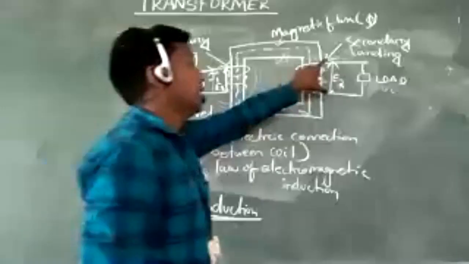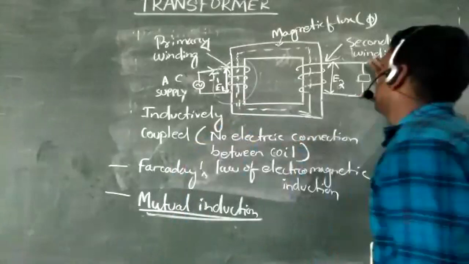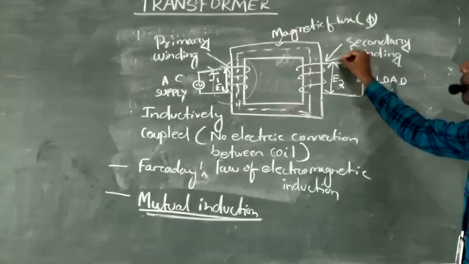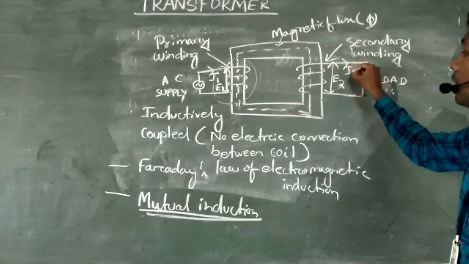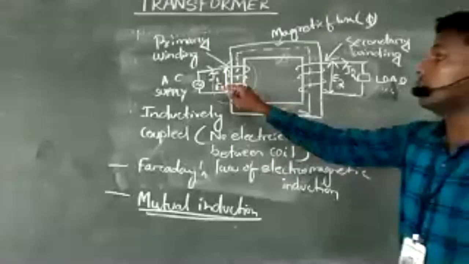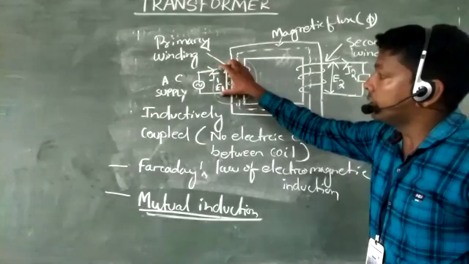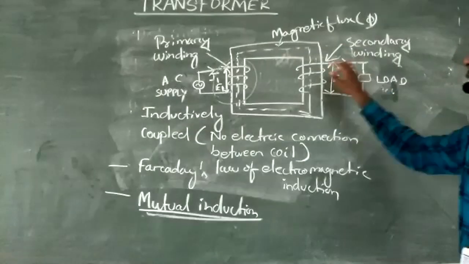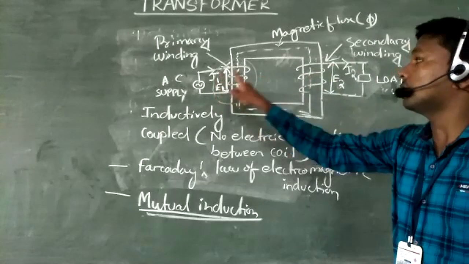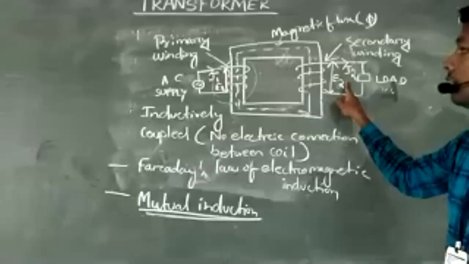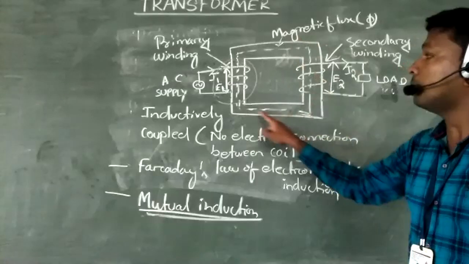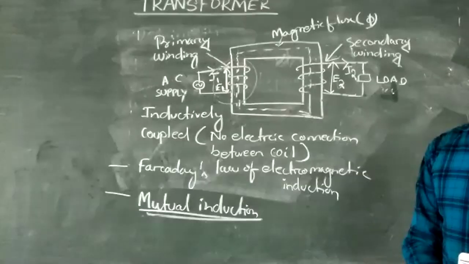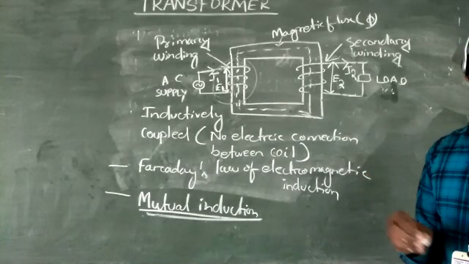As E2 is set up, when a load is connected, the circuit is closed and some amount of current flows, let it be I2. So some energy is transferred to the secondary side. So electrical energy is transferred from one circuit to another by magnetic coupling action. So this is the basic working principle of a single phase transformer.